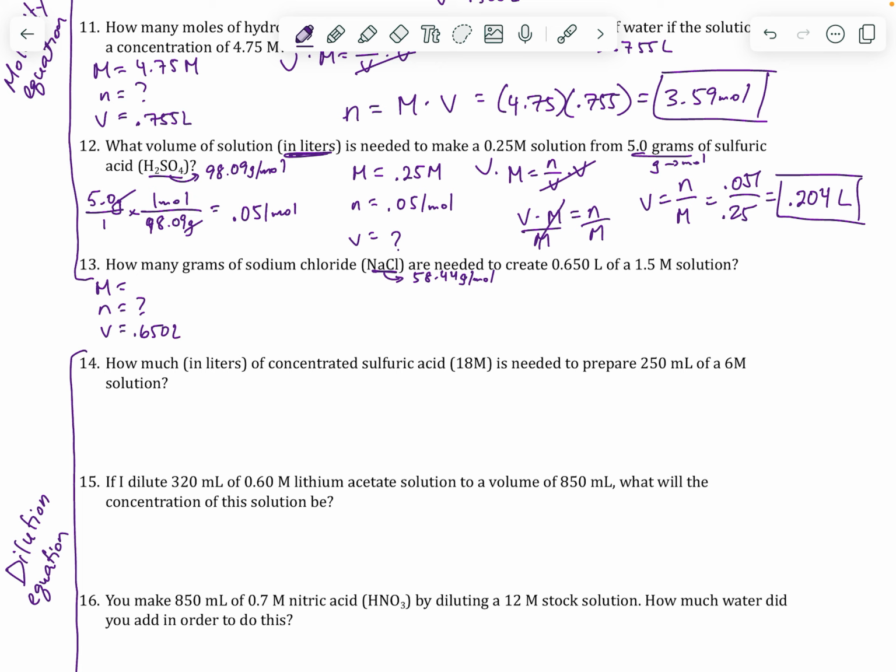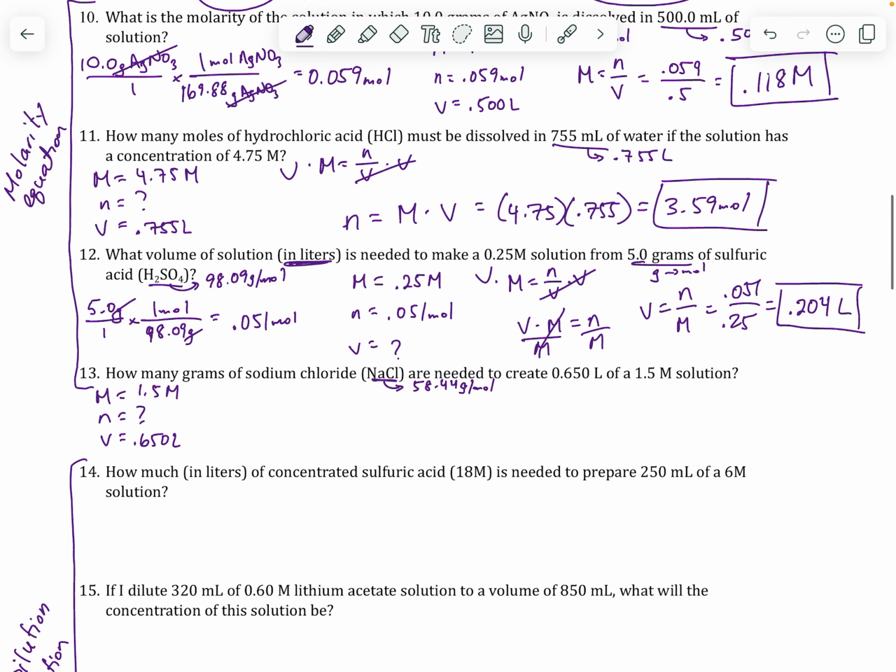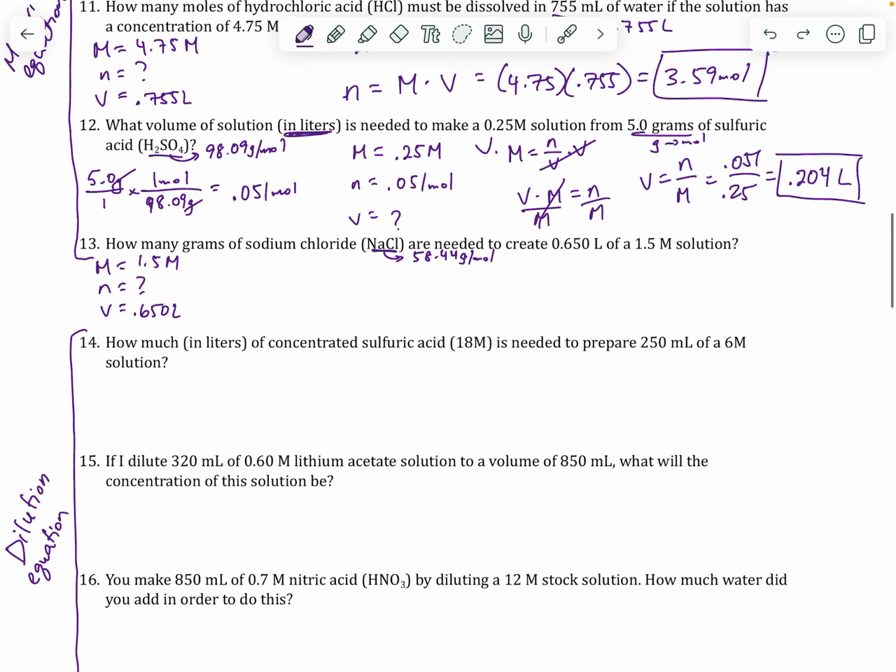All right, so 0.650 liters, 1.5 molar. Since we know we're solving for n, we can use the variation of our equation that we solved for n with above. So that is M times V, which gives us 1.5 times 0.650. And that gives us 0.975 moles.